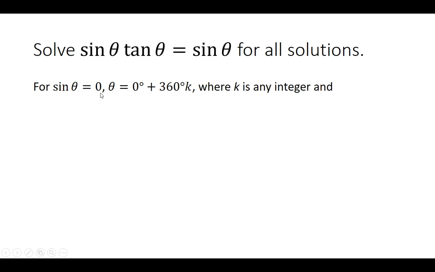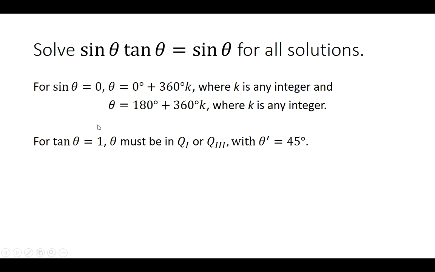But sine theta equals 0 also occurs when theta is 180 degrees. So that means 180 degrees plus 360 degrees K, where K is any integer. This would be the first half of our solutions for sine theta equals 0.